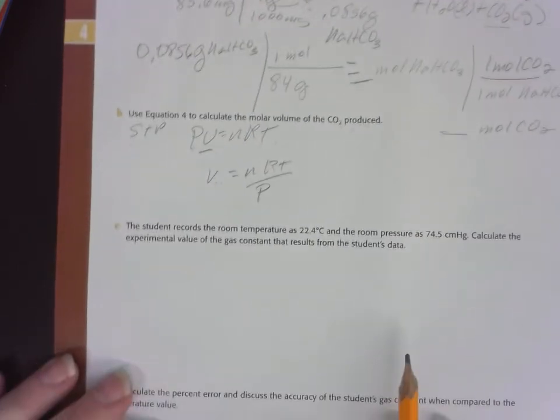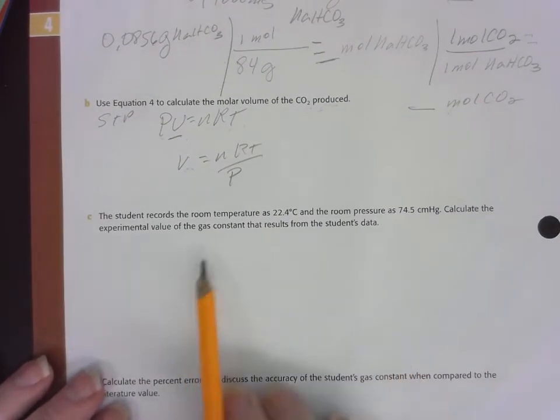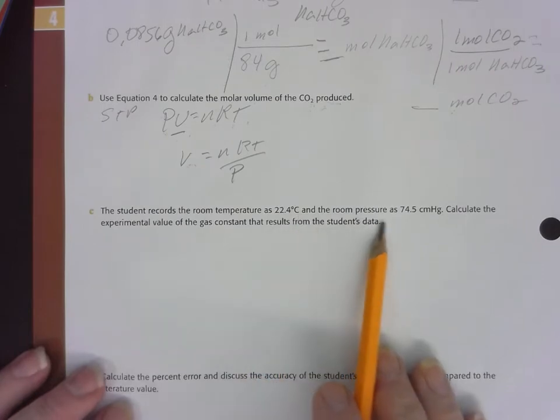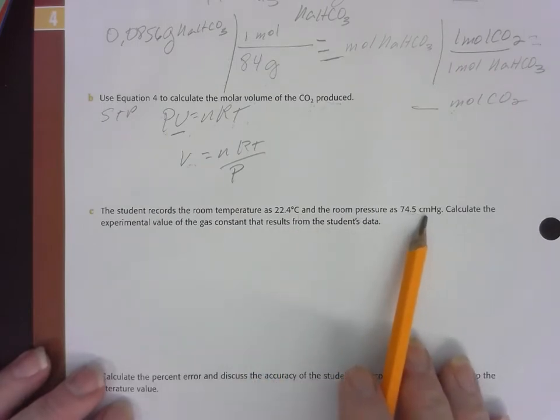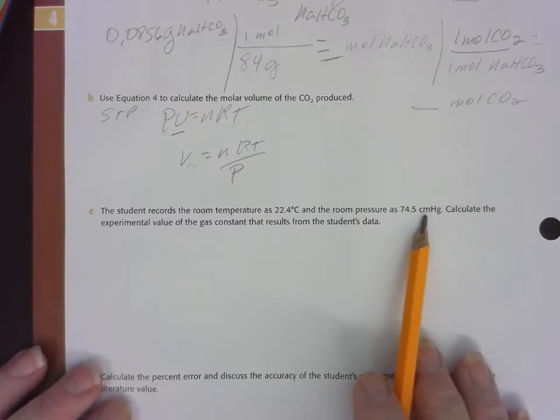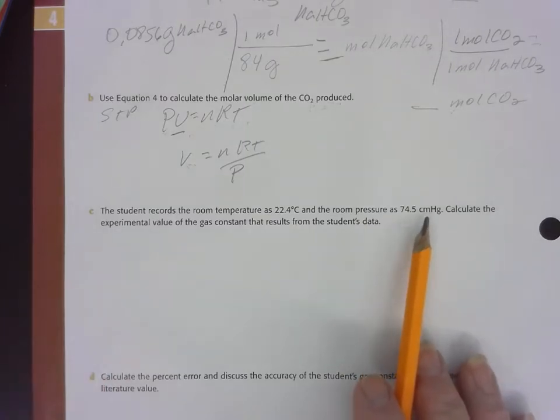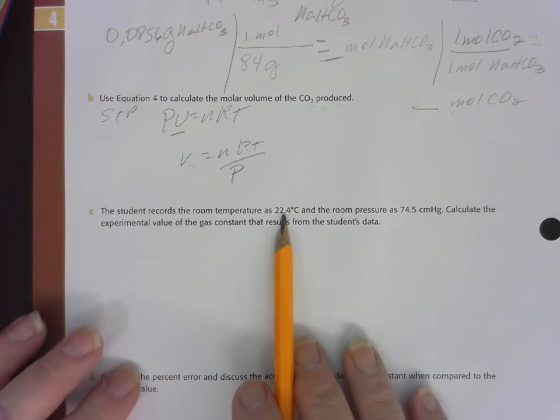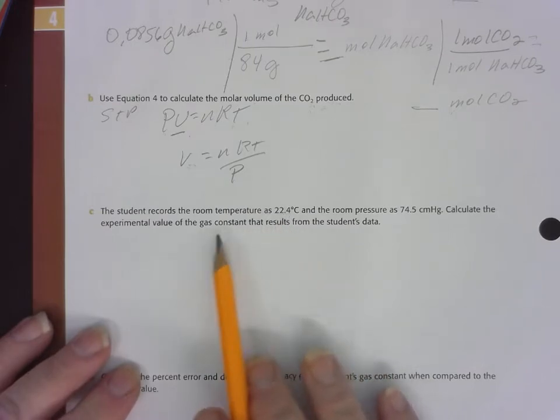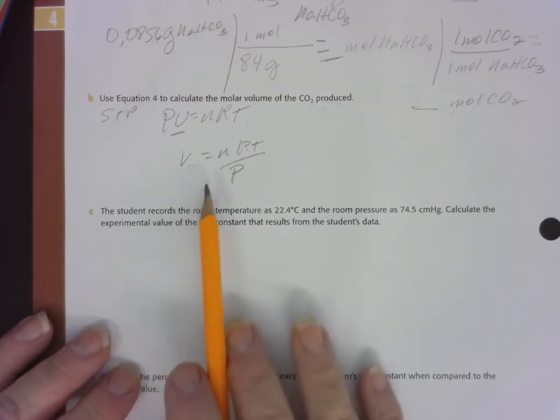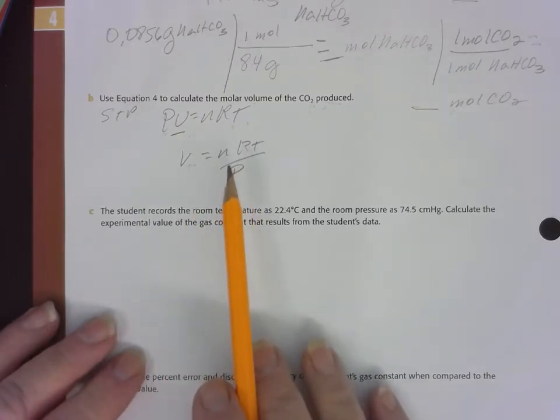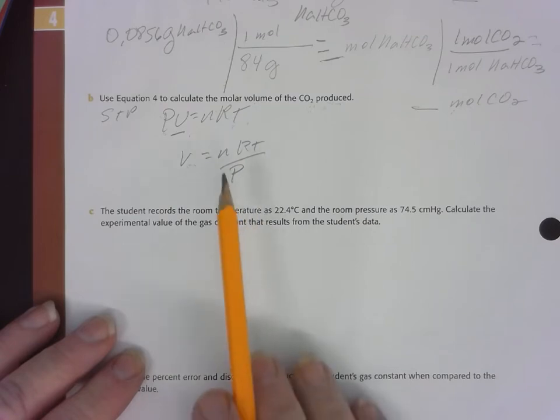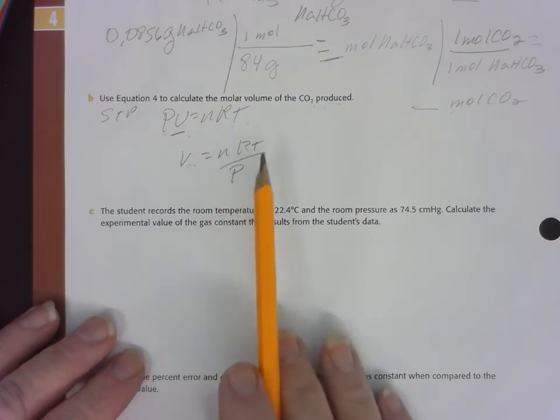Now, for the next part, the student records the room temperature as 22.4 degrees Celsius and the room pressure is 74.5 centimeters of mercury. Calculate the experimental value of the gas constant results from the student value. So we're going to plug that in. So now we're going to know a different pressure, and we're going to have the same volume as we solved here, and we're going to have our number of moles, and we're going to have R as our unknown, and we're going to have temperature calculated.